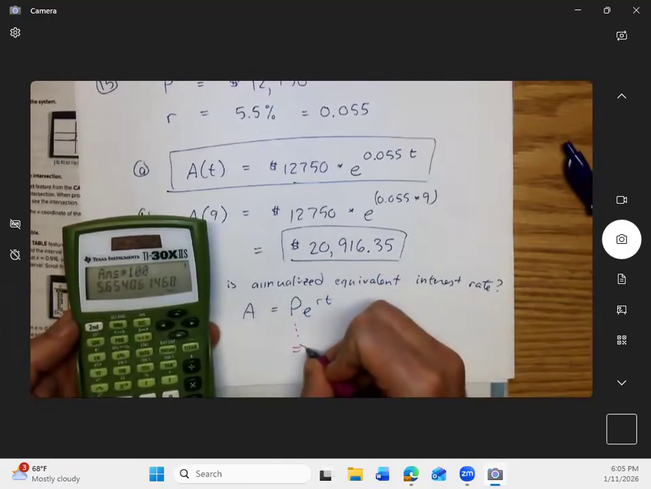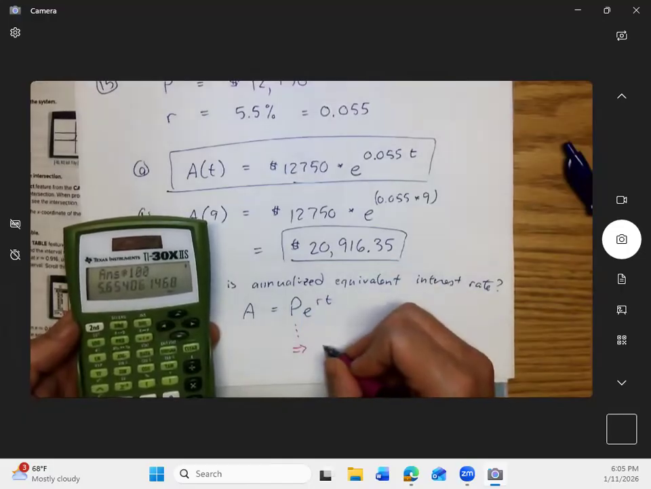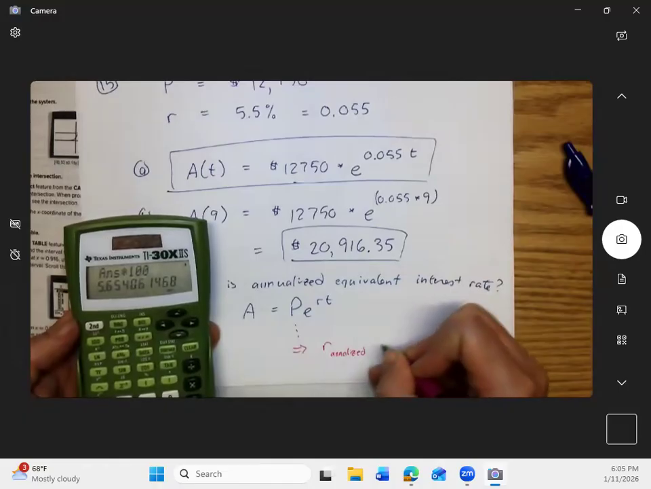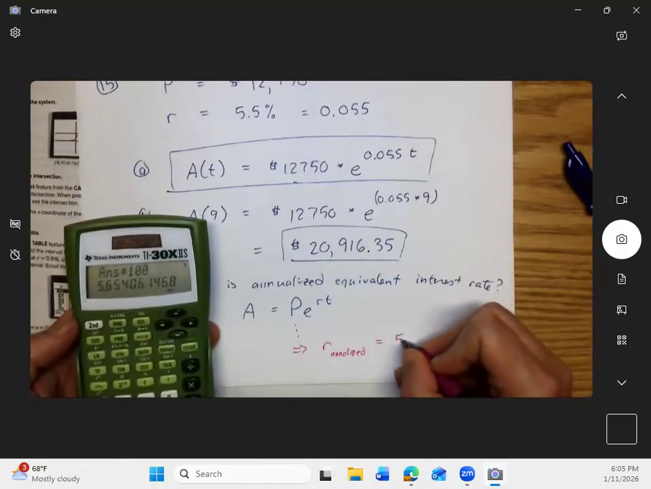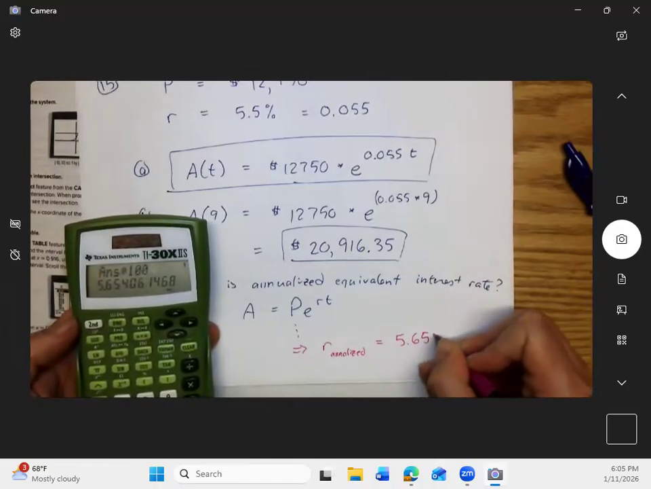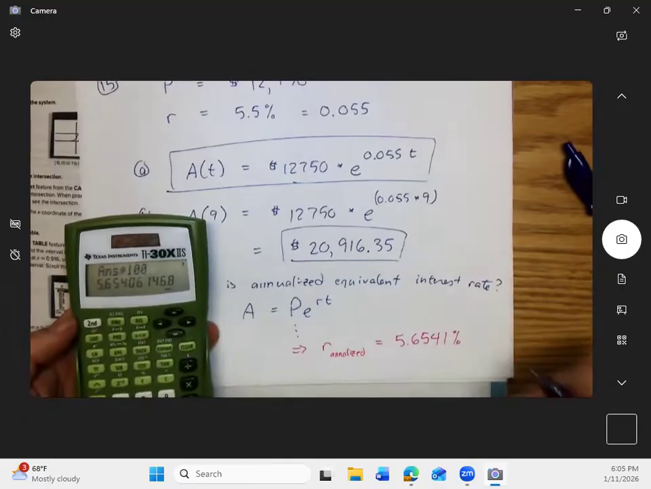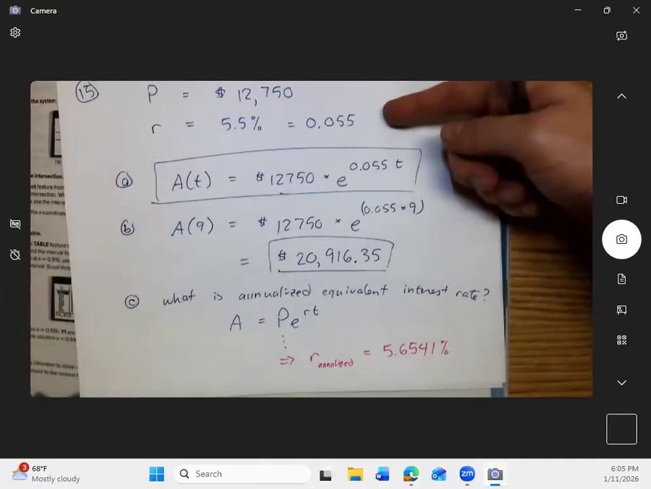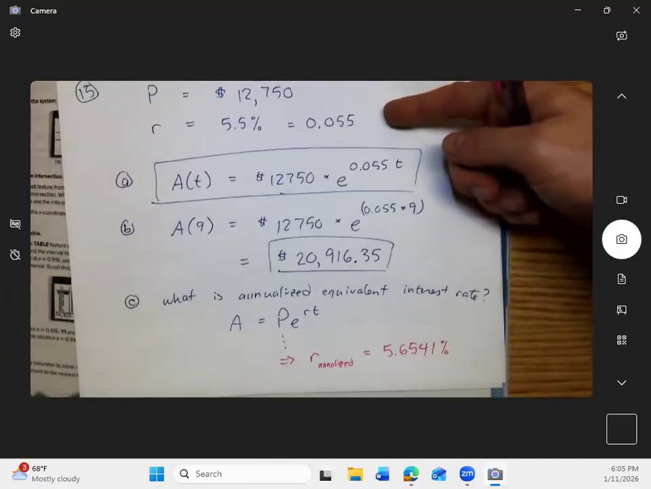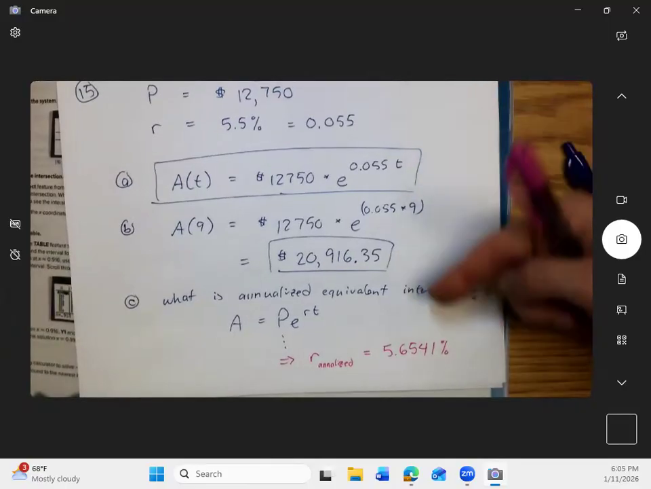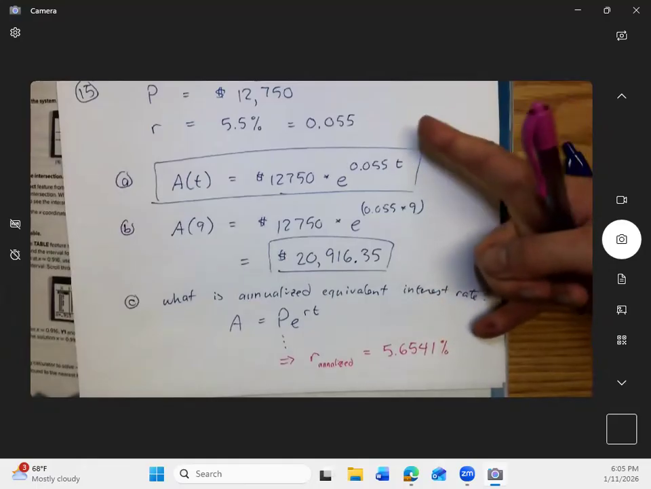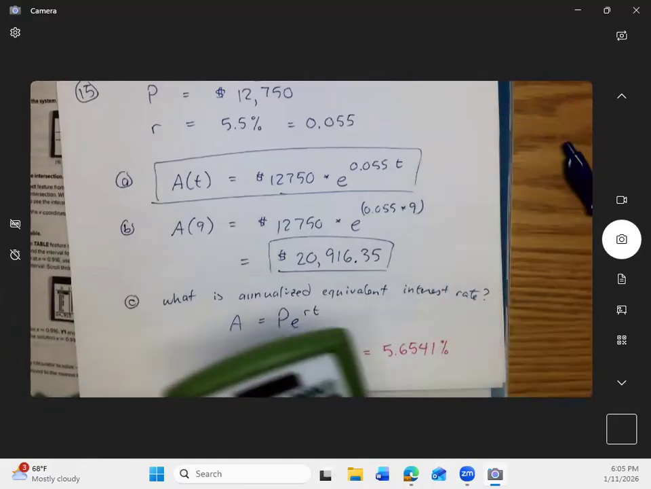I did this all on my calculator screen, and I verbally walked you guys through it. It turns out that the annualized rate would be equivalent to 5.6541%. So if the bank says 5.5% continuous compound or 5.65% annualized, it's like the same value.